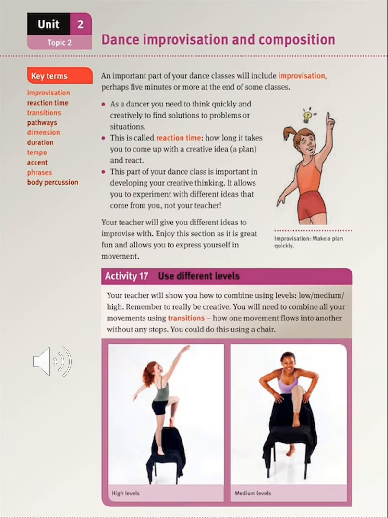As a dancer, you need to think quickly and creatively to find solutions to problems or situations. For example, if somebody is dancing and something happens and it doesn't go according to what you had planned, or whatever the routine was supposed to be, then you have to improvise. So, that is thinking quickly and creatively to find a solution to a problem. Maybe you fell, or maybe you forgot a move, and you quickly improvise so that it's not noticeable to your audience. This is called reaction time. How long it takes you to come up with a creative idea, a plan, and react.